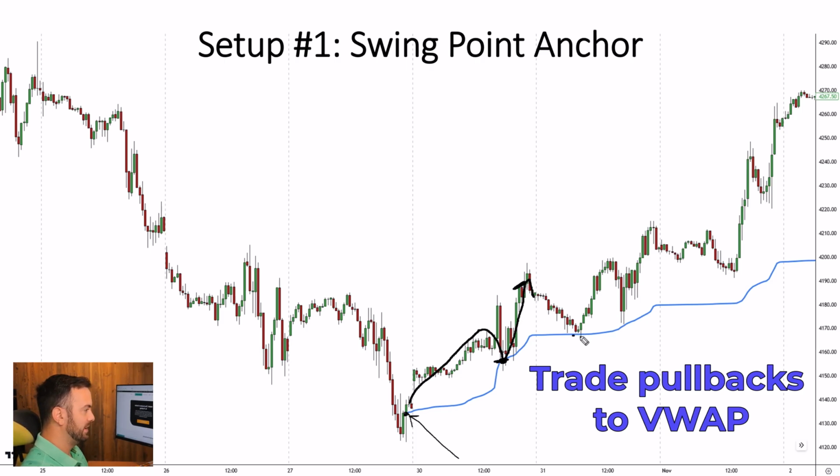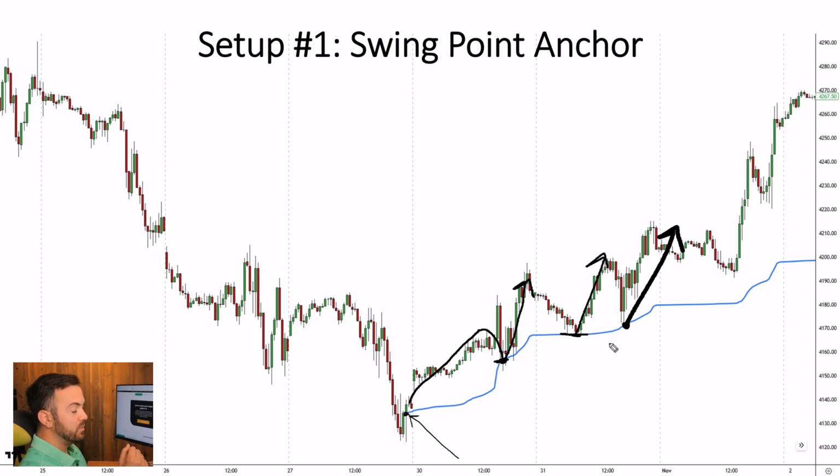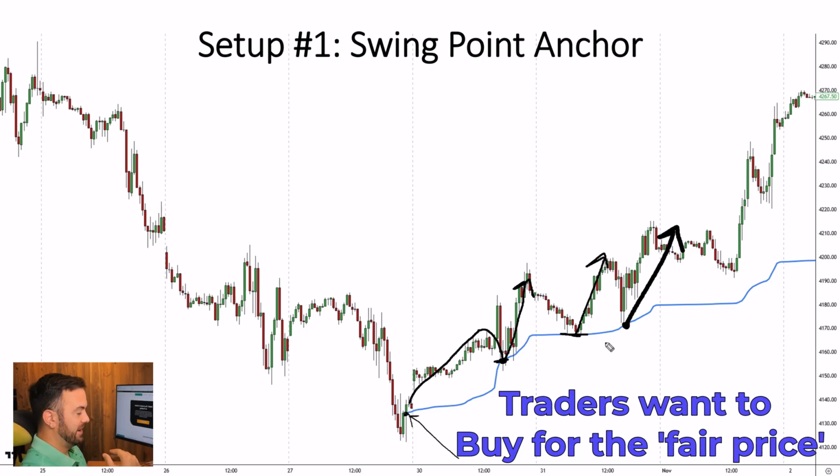Another long trade opportunity would be in here. Long from this place and then long from this place. What the institutions or the algos want to do here is they want to buy for a fair price, right? The price is moving up, but they don't want to buy, for example, in here. That would be too expensive. It's not a fair price. At this point, it was not a fair price, because at this point, fair price was represented by a VWAP, right? So they want to buy for a fair price.